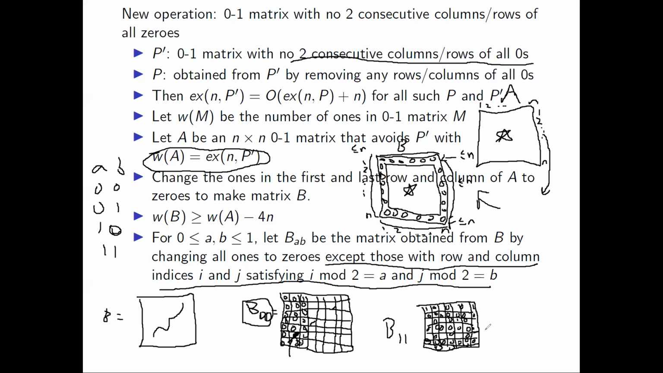And columns and rows. So in the B11, we're zeroing out both the even columns and the even rows. And in B00, we're zeroing out the odd columns and the odd rows. So these pictures are just to illustrate the BAB matrices. And I guess I'll erase them now so we can see the last bullet.